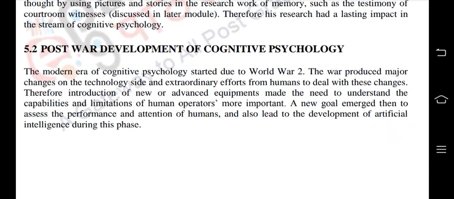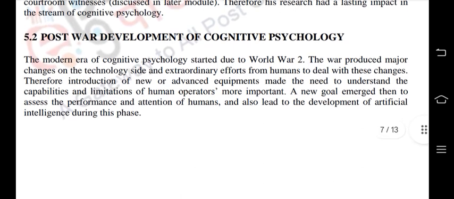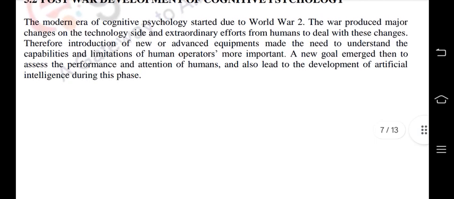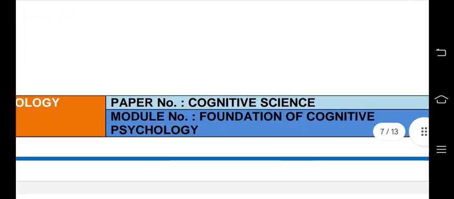Post-war development of cognitive psychology. The modern era of cognitive psychology started due to World War II. The war produced major changes on the technology side and extraordinary efforts from humans to deal with these changes. Therefore, the introduction of new or advanced equipment made the need to understand the capabilities and limitations of human operators more important. A new goal emerged then to assess the performance and attention of humans, and it also led to the development of artificial intelligence during this phase.